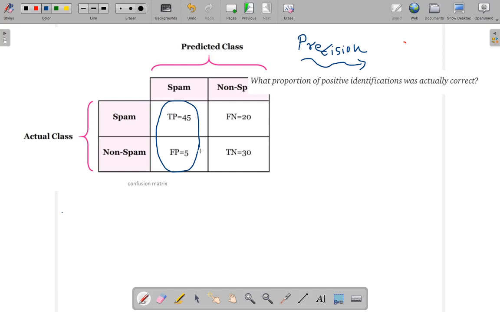Okay, so now we try to build an equation for this. That is important. The precision would be true positive, which is this one, the correct one, not the false positive. But you get the proportion, so it should be true positive divided by true positive plus false positive.